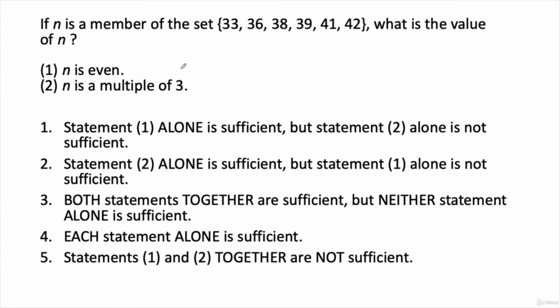Do remember that when we are calculating for statement 2, we do not consider the n is even condition. Hence, we create a set for n is even, that is 36, 38 and 42. For these three, can we find n uniquely? No, we can't. We have three options for statement 1. Hence, statement 1 alone can't solve the problem.